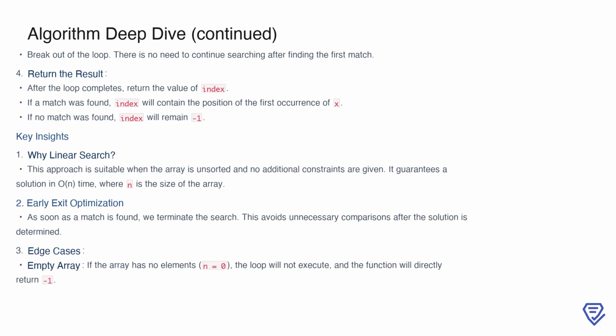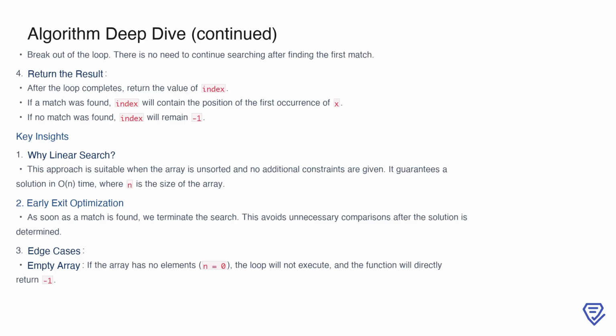When a match is found during the search, the algorithm immediately exits the loop using a break statement. This optimization eliminates the need to continue checking the remaining elements, which saves unnecessary computations. Once the loop concludes, the value of index is returned as the result. If a match was found, index will contain the position of the first occurrence of the target value. Otherwise, it will remain -1, indicating that the target value is not present in the array.